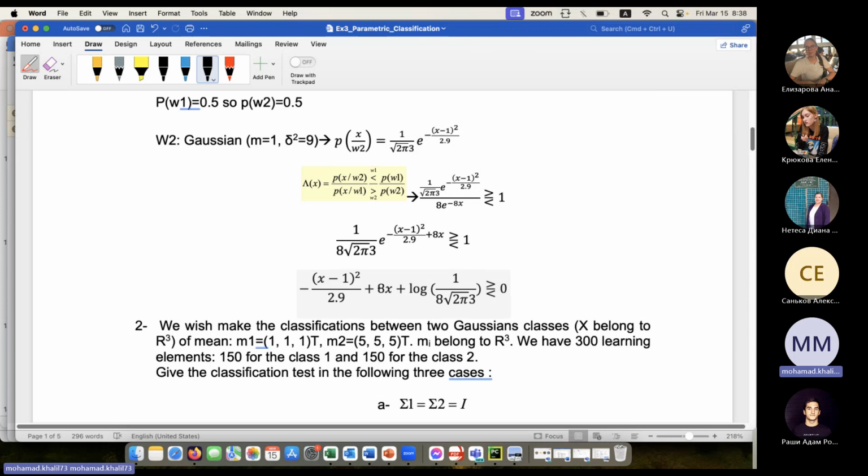So here you have a second equation, with the second class. In the computer we can program this equation, and for any coming x, if x minus 1 squared over all of this is less than 0, class 1, otherwise class 2.